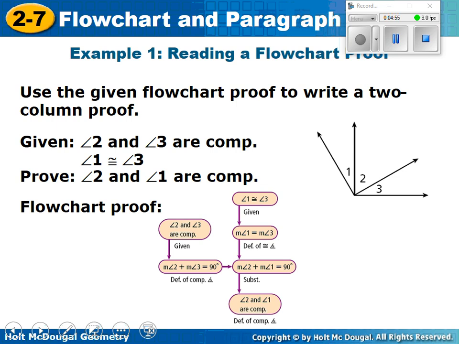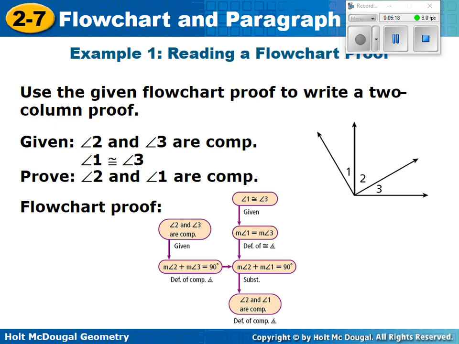Okay, if you'll look down here, do you guys see the flowchart proof on your notes? See how it is different than a paragraph proof, a two-column proof. It's not set up as statements and reasons. It just has all the statements inside the boxes, and all the reasons are underneath each box. But what I like about flowchart proofs is the arrows show you what the thought process was.